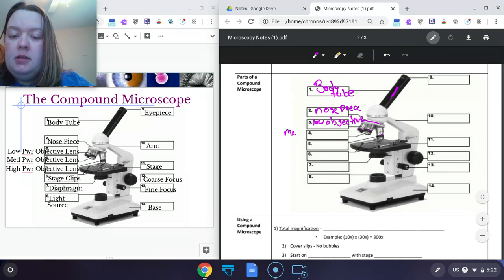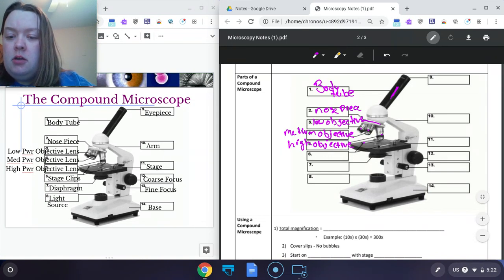We have the medium objective, which is the one that's the middle length. And then we have the high power objective, which is the longest one.